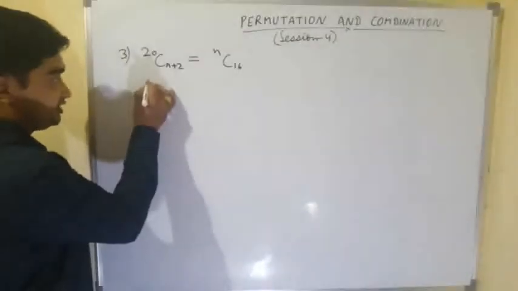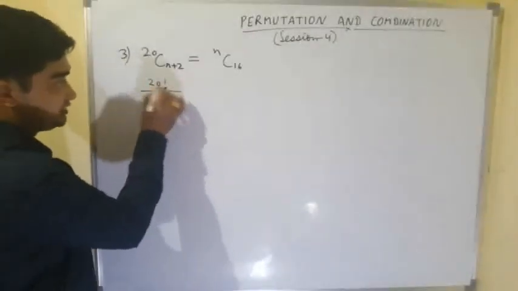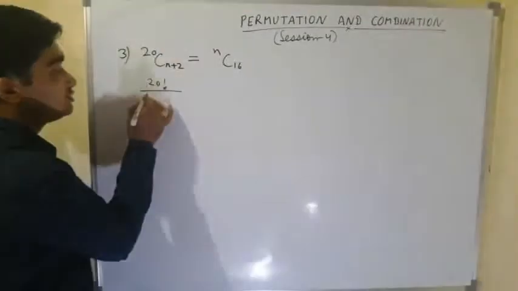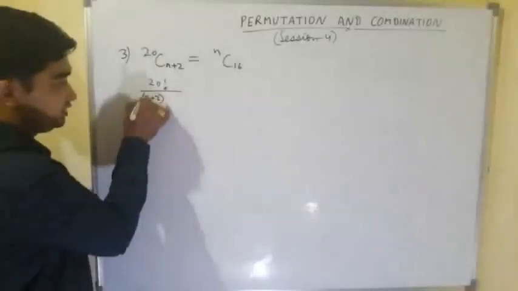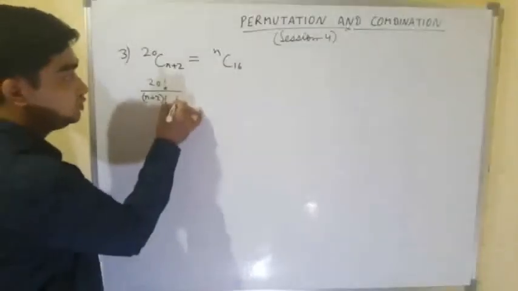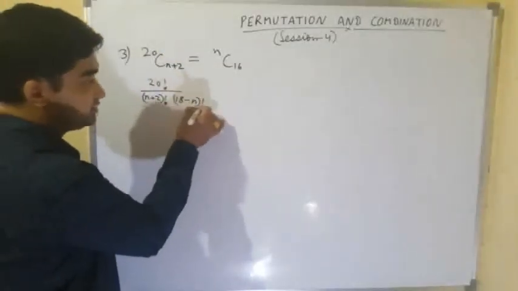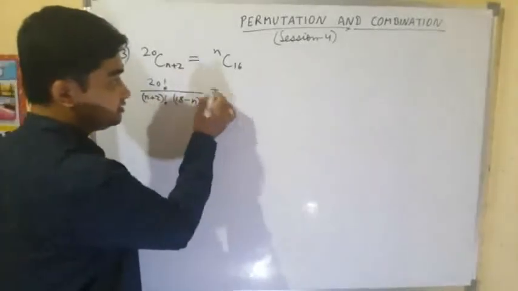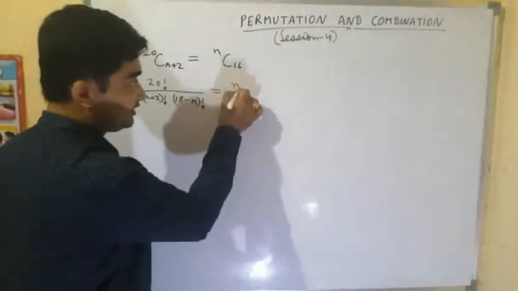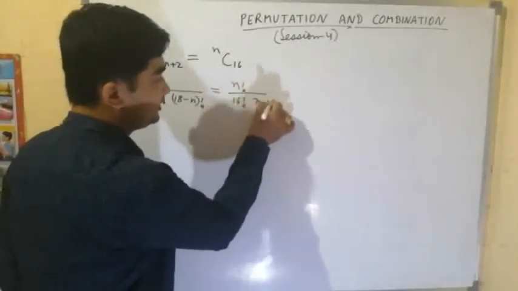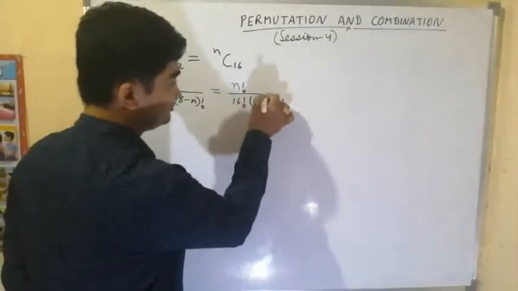We know what nCr is, it is n factorial divided by r factorial into (n minus r) factorial. So in this case it will become 20 factorial divided by (n+2) factorial into (20 minus (n+2)), which is (18 minus n) factorial, is equal to, right hand side is n factorial divided by 16 factorial into (n minus 16) factorial.